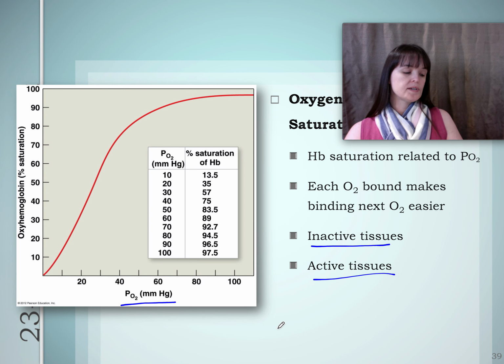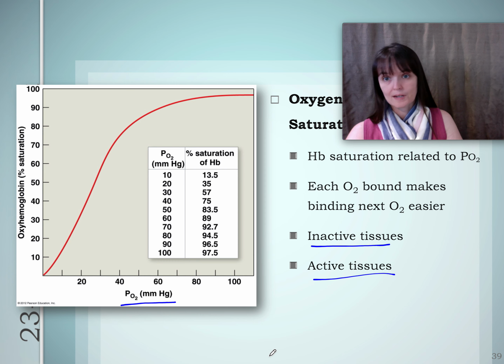Active tissues receive 3.5 times as much oxygen as inactive tissues. When you use more oxygen, the lower oxygen levels make more oxygen drop off, because as you get to a lower partial pressure of oxygen, hemoglobin holds less oxygen, and so the oxygen falls off into the tissues where you need it. So it's actually pretty cool.